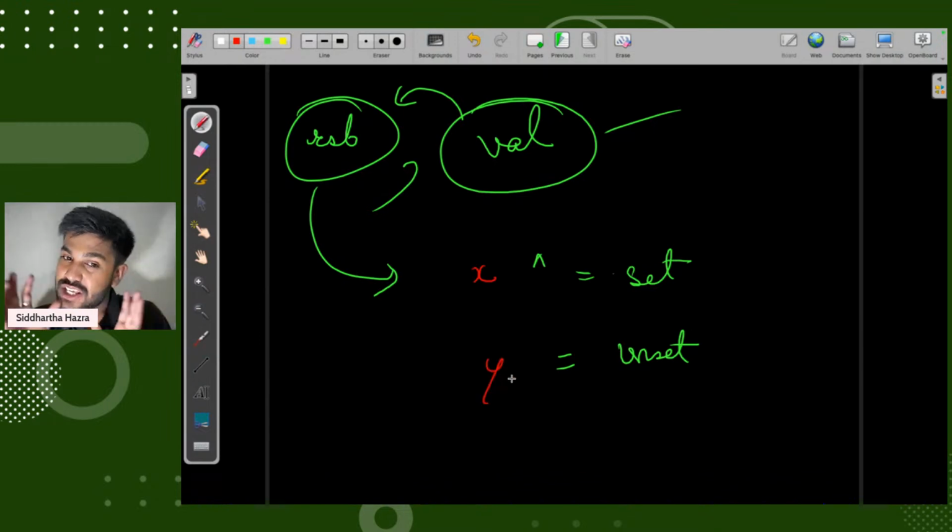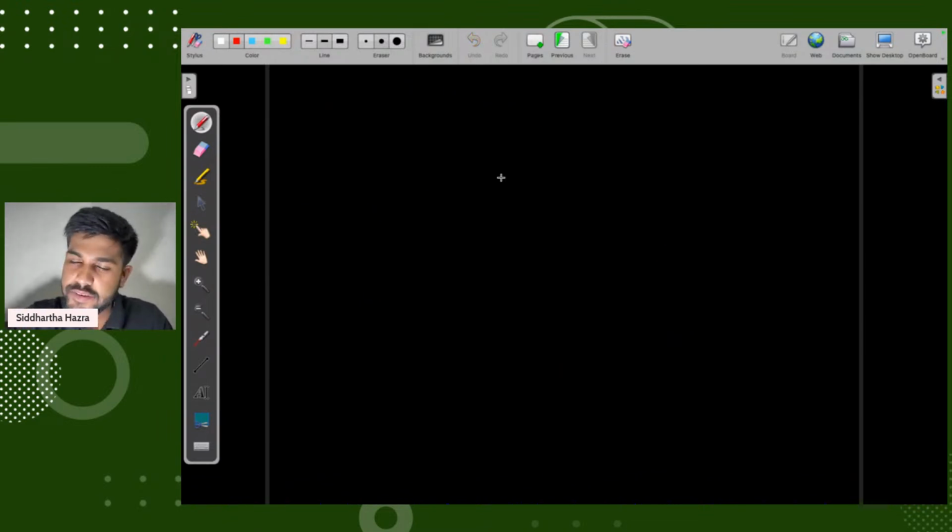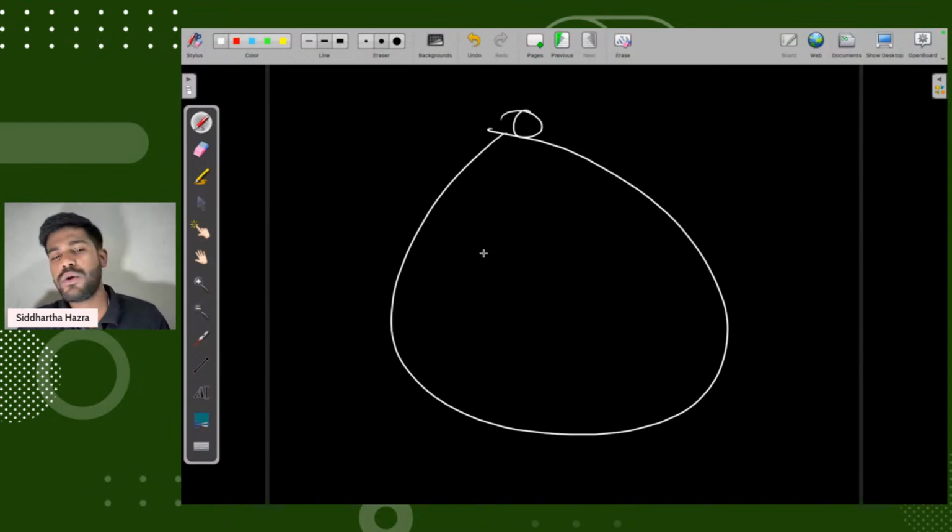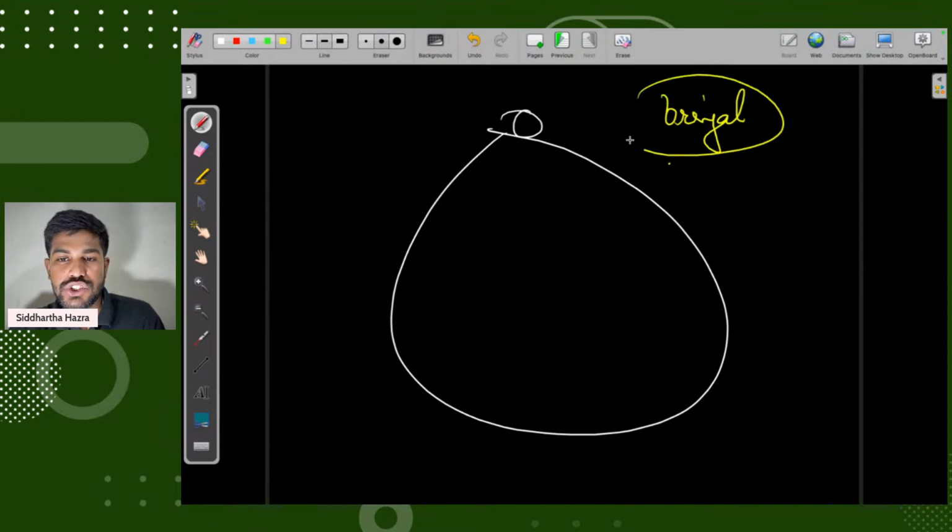So what I am trying to say is, let's suppose we have a whole bag. Okay, we have a big bag. The whole idea is like this: we have a bag where there are different vegetables. Let's suppose we have something like brinjal, and we have something like potato.